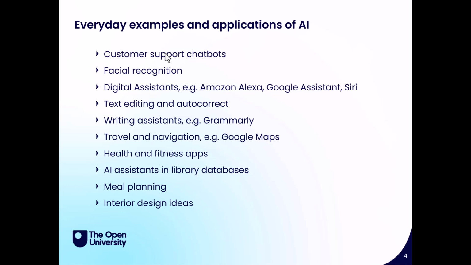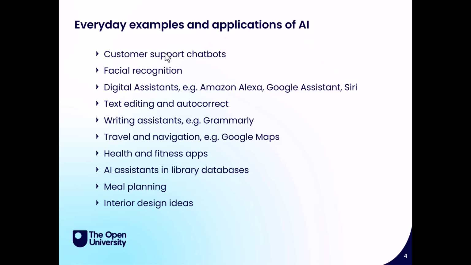Examples of AI in everyday life. Lots of us have been interacting with AI in various ways for years, sometimes without realising it. Some of the examples we thought of were chatbots, used in customer service, shopping, banking, booking a holiday, and tech support. Facial recognition, unlocking your phone and in camera apps. Digital assistants, for example, Amazon Alexa, Google Assistant, and Siri. Spell check and autocorrect. Travel and navigation, for example, Google Maps.